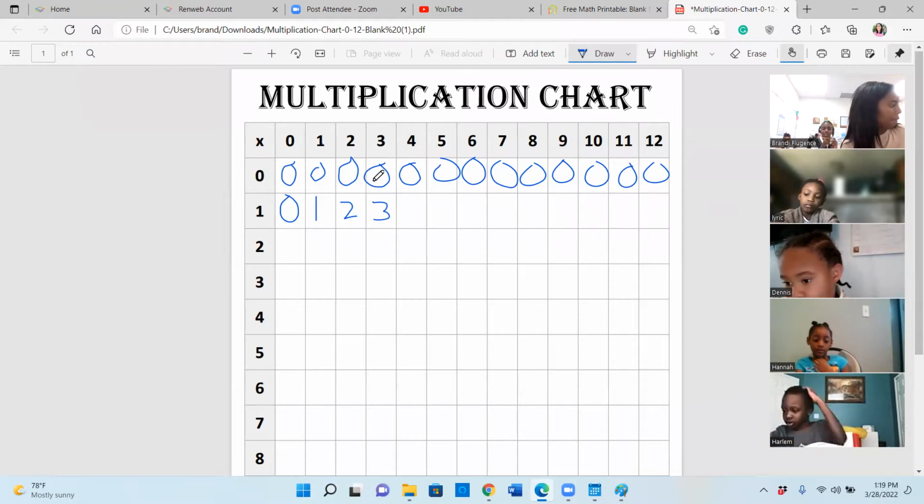Hey, it's actually counting by numbers. 1, 2, 3. I know.